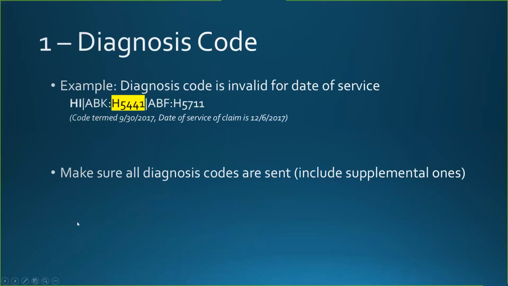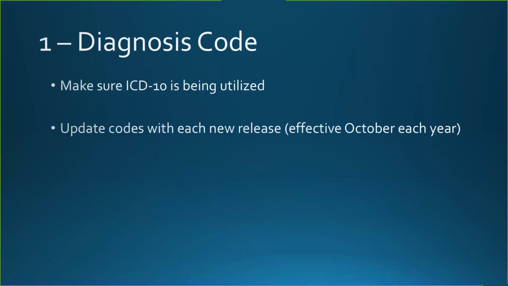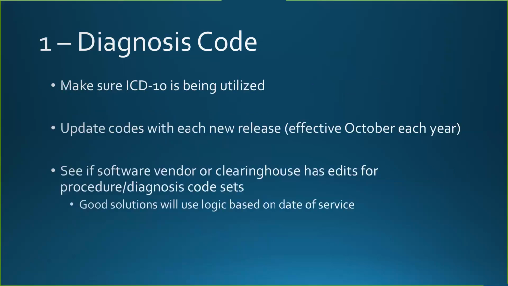So in addition to it maybe not being a valid diagnosis for the date of service, you need to make sure that you are sending all diagnosis codes, including the supplemental ones. And hopefully this isn't a surprise to anyone. We're on ICD-10, so you need to stop using those 9s unless you're dealing with a really hairy COB situation from 2015. That's the only way you should be using an ICD-9 code. And remember that those code sets update every year in October. So we see a surge in this rejection after October 1st. Once again, work with your software vendor.